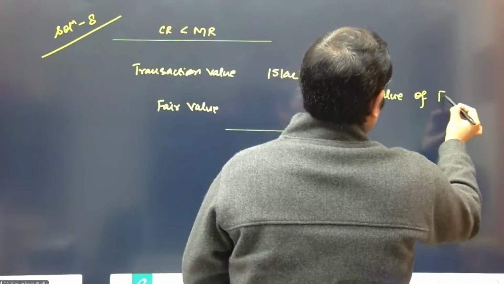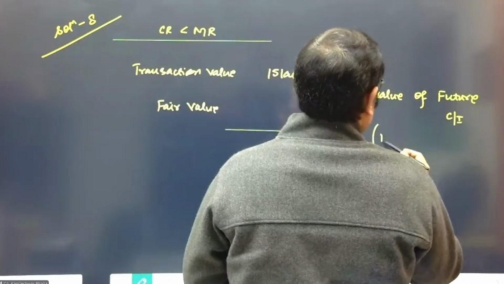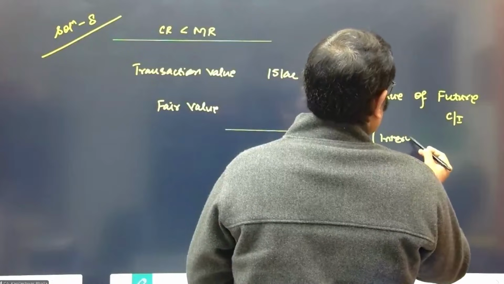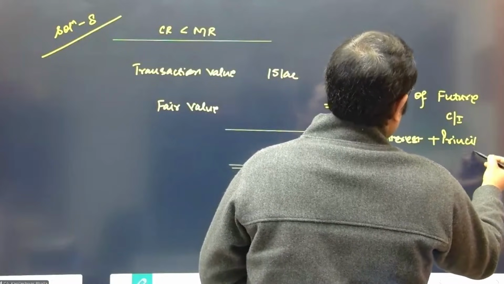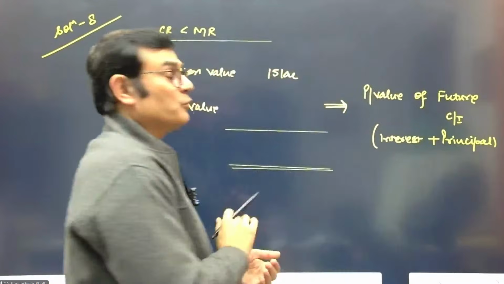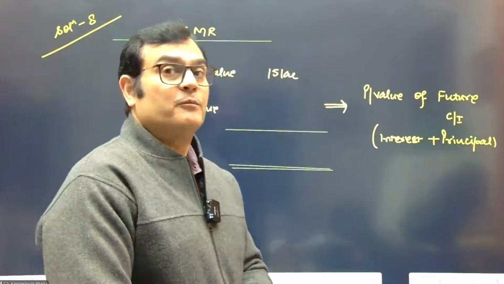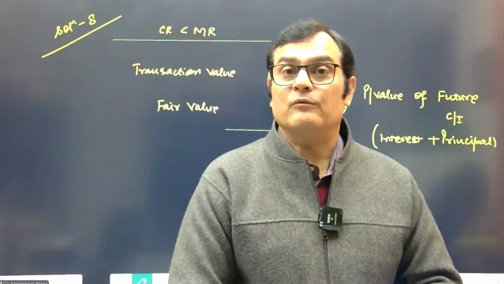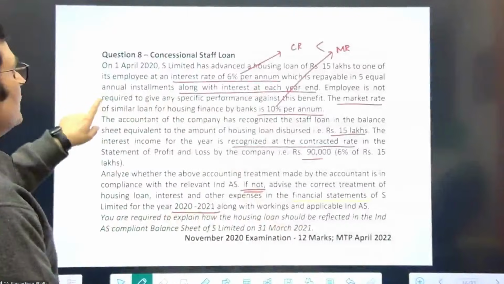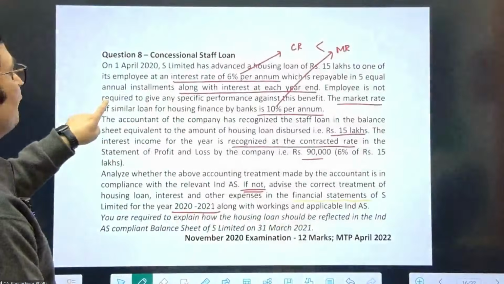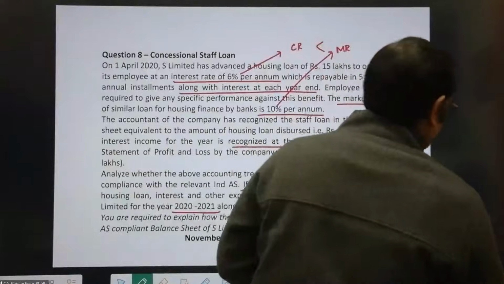of the future cash inflows, in terms of the interest as well as the principal money, for which you need a chart, because in this particular case we are given that the principal is supposed to be received by the company in 5 equal annual installments. So let's go back and make a quick chart. It says the loan is payable in 5 equal installments with interest.